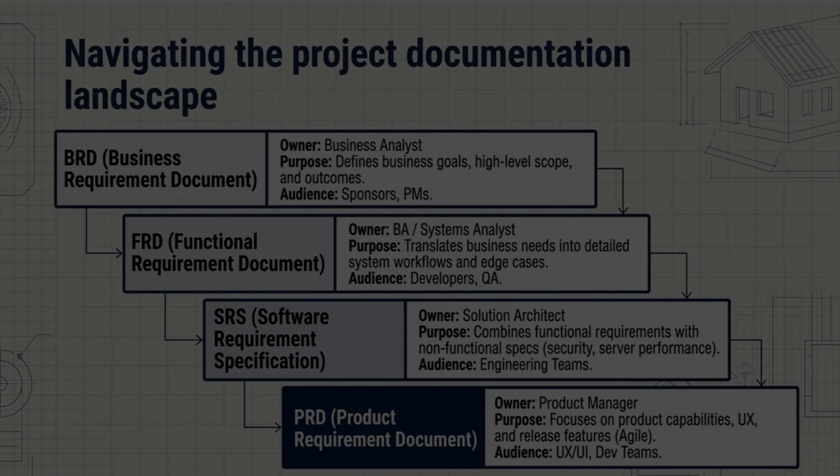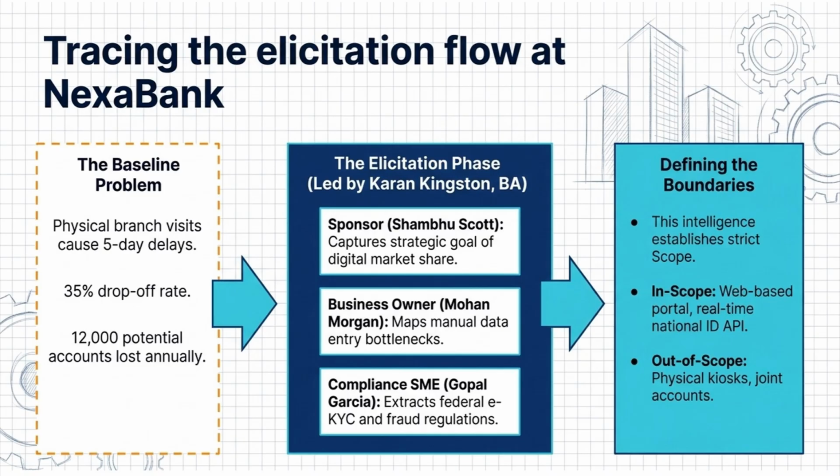In our Nexabank case study, physical branch visits caused 5-day delays and a 35% drop-off rate. During elicitation, the BA interviewed the sponsor for goals, mapped bottlenecks with the business owner, and integrated eKYC regulations with compliance SMEs. This defined clear scope boundaries, making web-based real-time ID checks in scope while excluding physical kiosks.